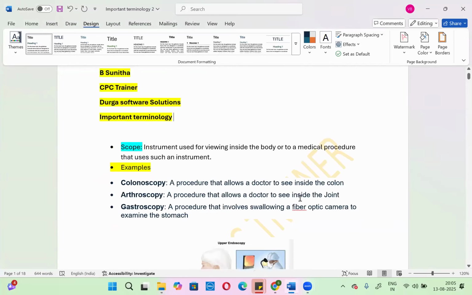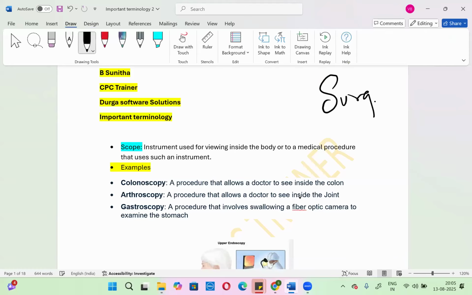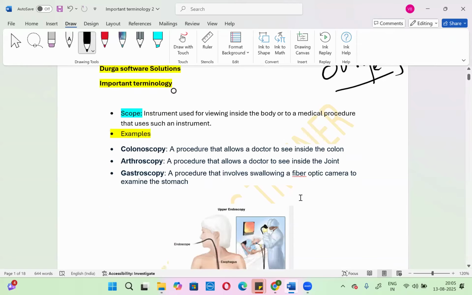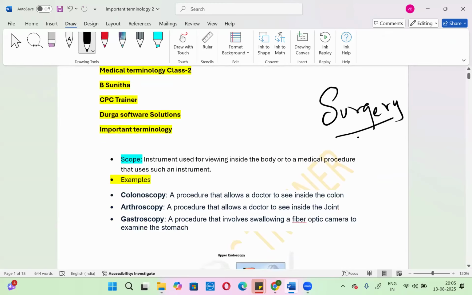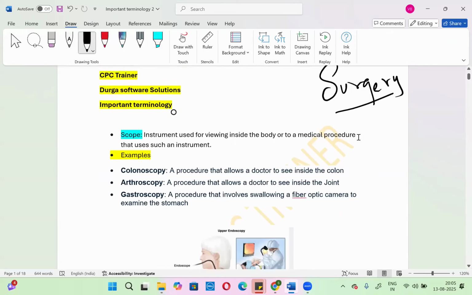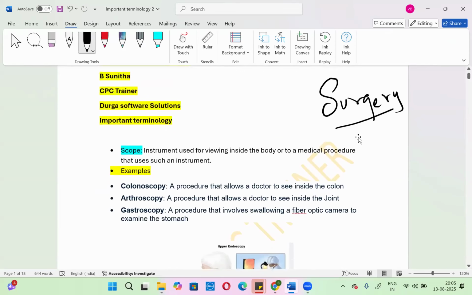Apart from yesterday's session, you should also know some important terminology. Why? Because when you will be learning surgery coding, the language is a little bit difficult. To understand that language, you should know these terminologies, and these kinds of terminologies will be regularly used in surgery. So today's class is important.